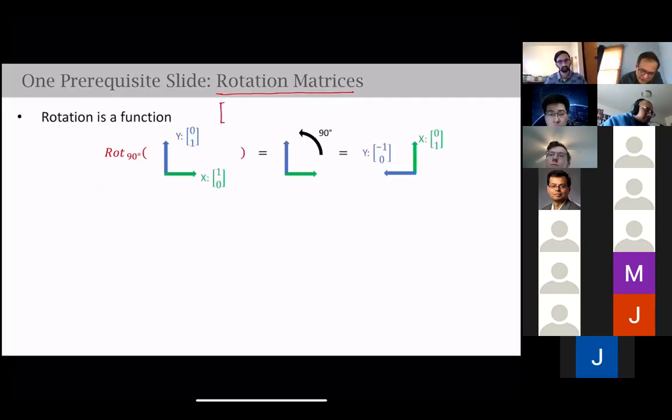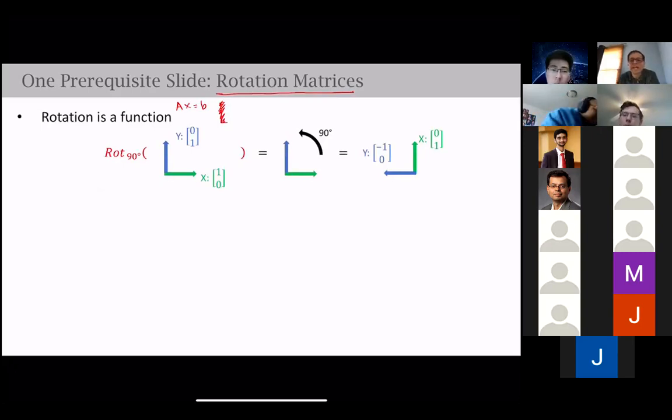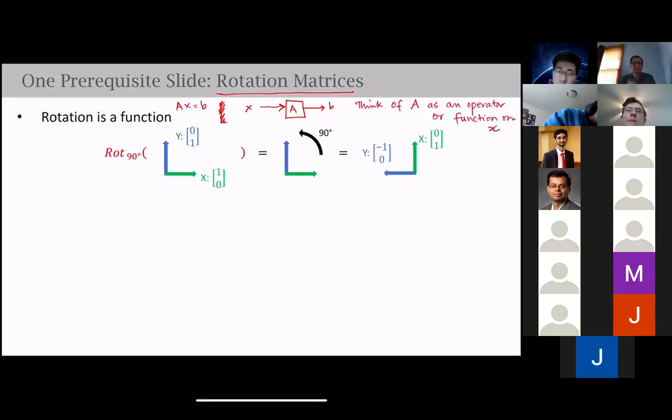Remember when we said AX equals B? One way of thinking of AX equals B is X is a vector that goes into a function A or an operation A and comes out as B. So think of A as an operator or function on X. Can you think of it that way? You have a vector X, I multiply it with A, that vector X becomes B.